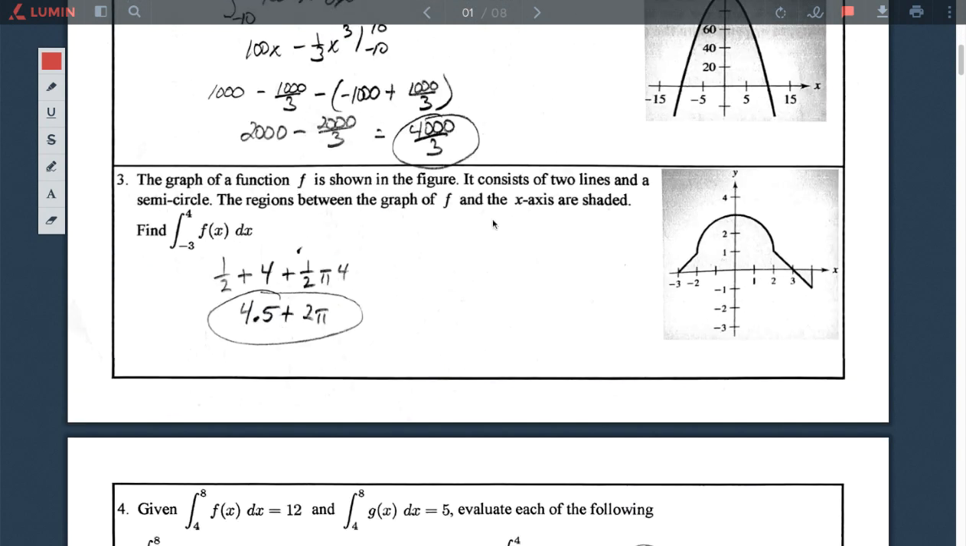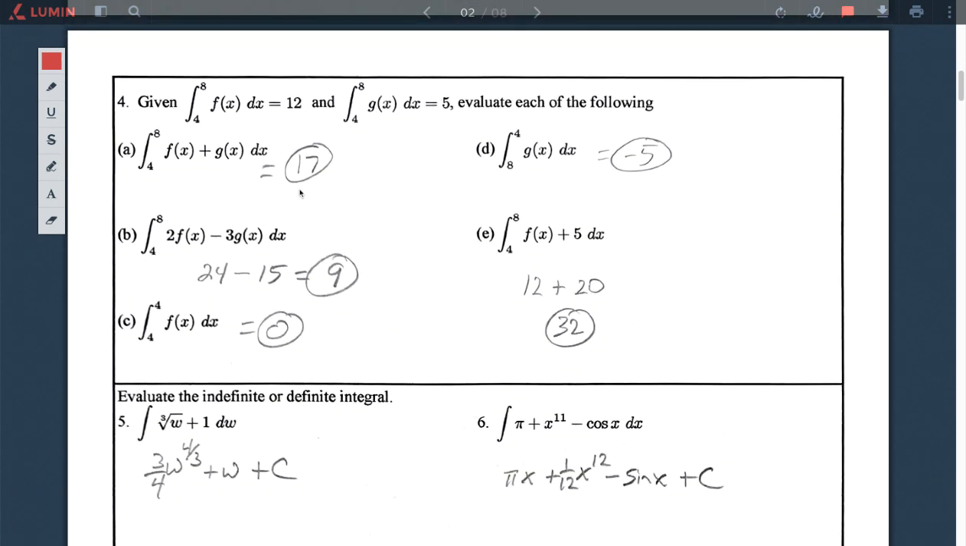Not much going on. The next one, I have the graph of f. So we want to know what this is. So we're looking at area under the curve between -3 and 4. So between -3 and 4 all the way to here. Notice that these 2 triangles right here cancel each other out. So when I figure this out, I'm only going to go to 2. So this 1/2 right here is the area of that triangle. This 4 right here is the area of the rectangle that's on the bottom of this. 1/2 pi times 4 is the area of the semicircle up here. I put all of that together. I get 4.5 plus 2 pi. So that's number 3. Number 4.